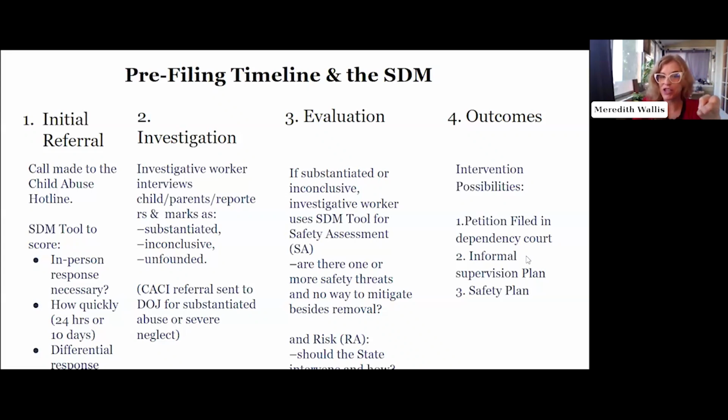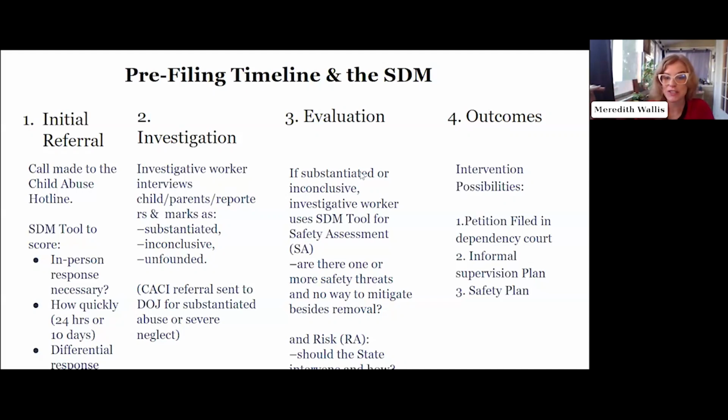Then you move to the evaluation, which is the safety assessment and risk assessment. These 2 assessments are provided in full in your handouts, so you can refer to them when we get to the slide for risk assessment. The safety assessment, if it's substantiated or inconclusive, the investigative worker uses an SDM tool for a safety assessment. And there you're supposed to say, are there more than one safety threat and no way to mitigate besides removal? And then if at that point for substantiated referrals, you go to the risk assessment, which is what level of state intervention are we going to have? And finally, that guides your actual outcomes for what kind of intervention is happening.